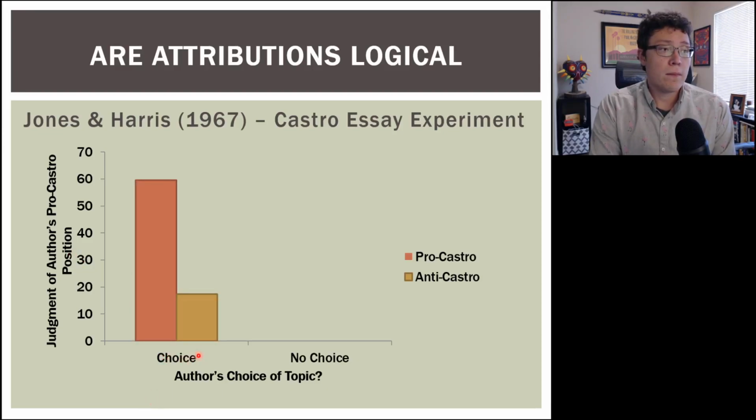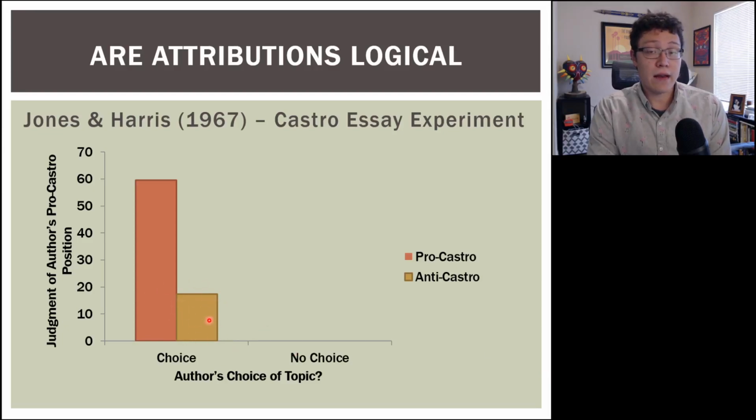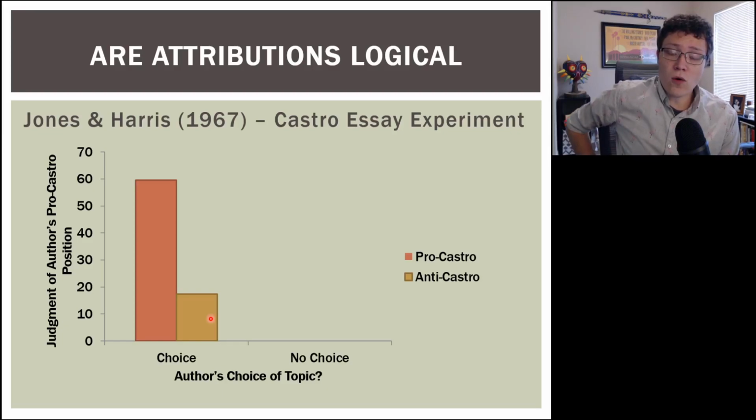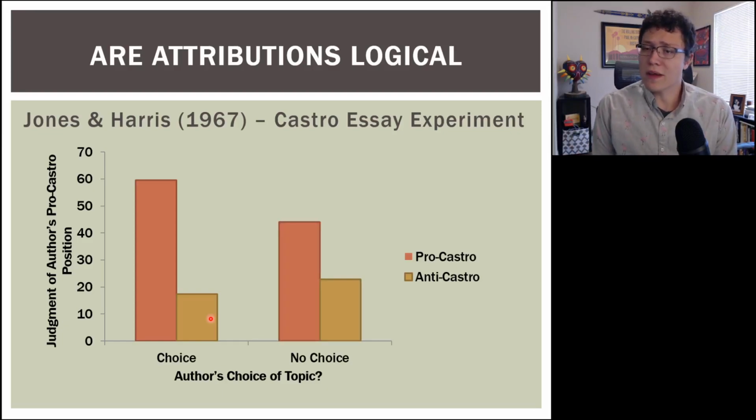So when the participant reads that the author of a pro-Castro essay had the choice to do a pro or anti-Castro essay, we know that they must have some pro-Castro beliefs. On the anti-Castro side, we don't see the same thing. People don't assume that if you're choosing to write an anti-Castro essay, you're anti-Castro. We would expect the reverse, or kind of no difference when it's no choice, but that's not what we see. What we actually see is the same pattern of results: depending on what you're writing about, people just assume you agree with that.